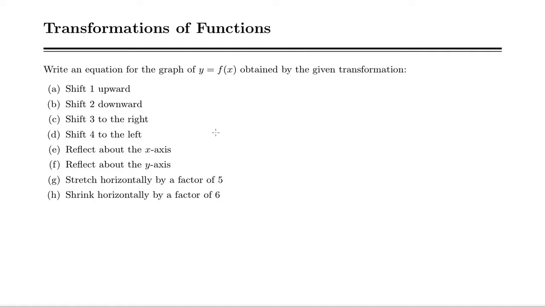All right. We've got some transformations we'd like to do. First of all, a shift upward we achieve by taking the function we have and adding a number to the entire thing. So if we're shifting up 1, we're going to add 1 to the entire thing.